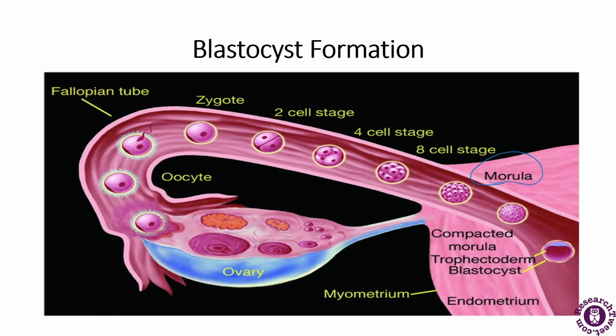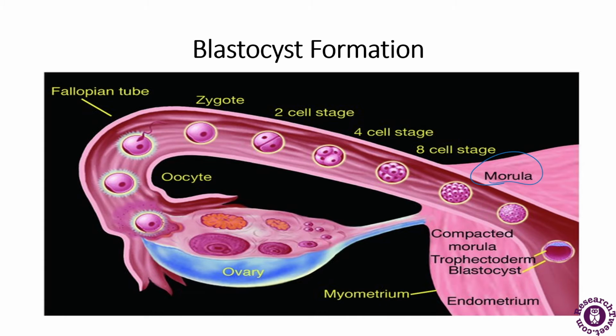So this stage is called the morula. The junction between the blastomeres forms an outer cell mass and an inner cell mass, which is called the embryo. In the next slide, we will be discussing the embryo as well. Now, a fluid starts accumulating inside, which leads to the formation of the blastocyst.